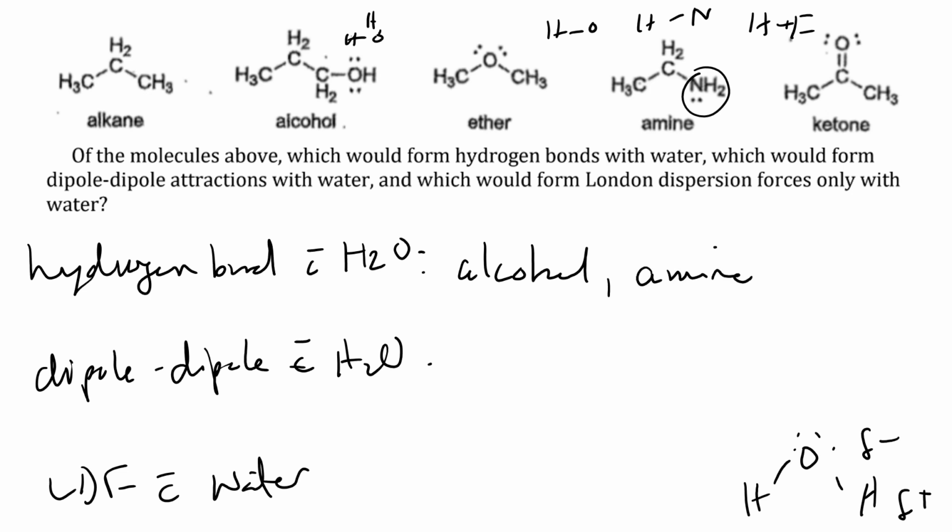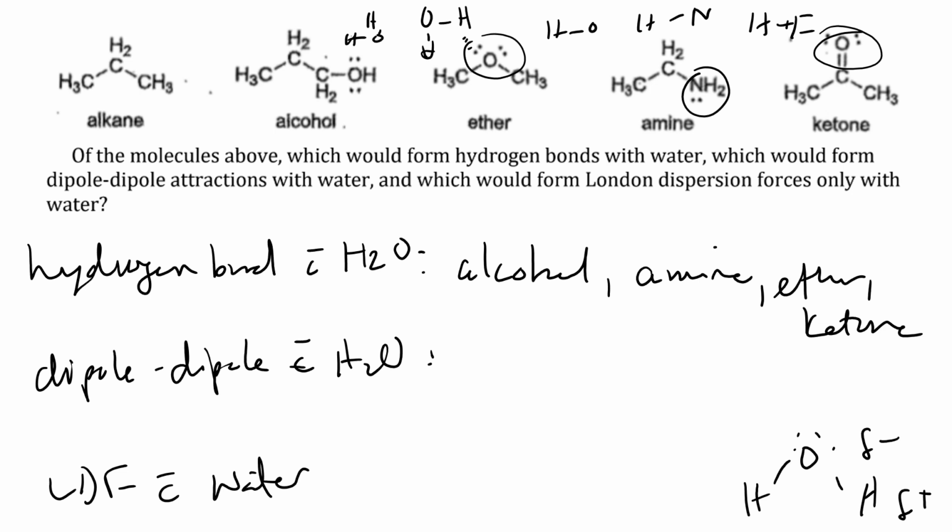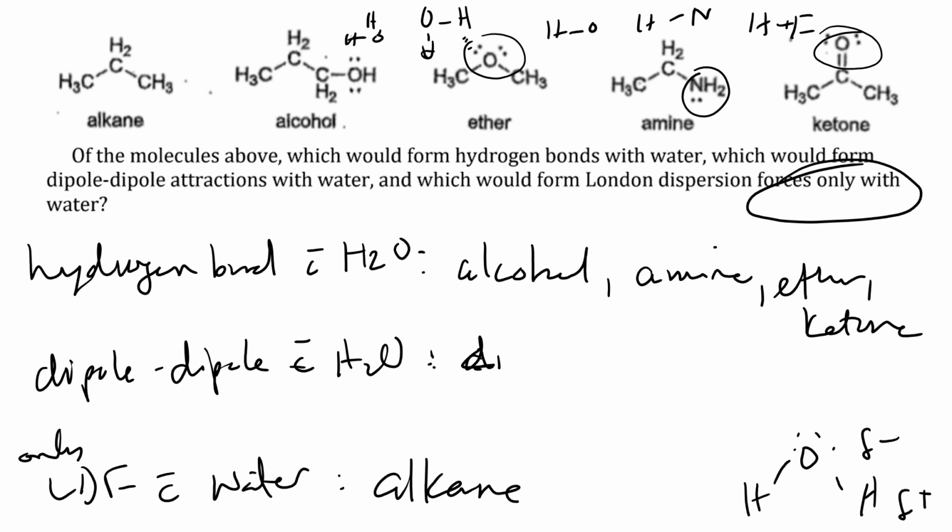But I also told you, so now if you see an oxygen like this or like this, technically that partial positive end of the water can interact with that polar end of the molecule. So ether and ketone as well. And dipole, same thing. Alcohol, amine, ether, and ketone. So then which one will have only LDFs? Everything will form LDFs, but only LDFs with water will be the alkane, because there are no polar ends. It's only just a bunch of carbons and hydrogens.